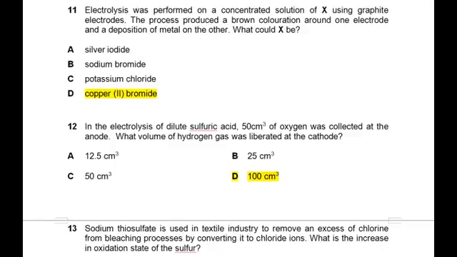We are looking at the electrolysis of a concentrated solution of X. We are asked to determine X because we see a brown coloration at one of the electrodes and a deposit of a metal on the other side. So the first thing is we look at option A.